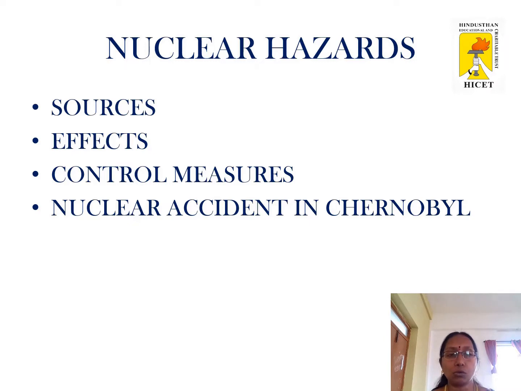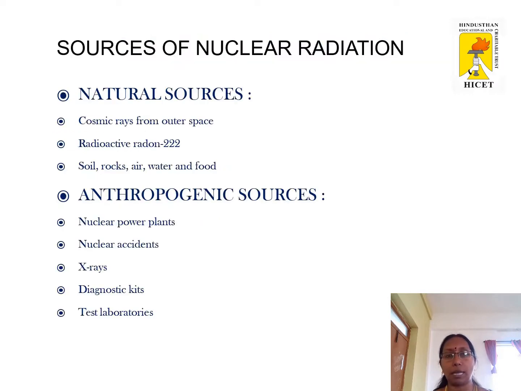Sources. First we see the sources, effects, control measures, and a nuclear accident which happened in Chernobyl. Sources of nuclear radiation or radioactive pollution are categorized into two: natural as well as anthropogenic. Anthropogenic means man-made sources. Natural sources include cosmic rays from outer space, radioactive radon, then soil, rocks, air, water, and food. Anthropogenic sources include nuclear power plants, nuclear accidents, X-rays, health diagnostic kits, and testing laboratories.